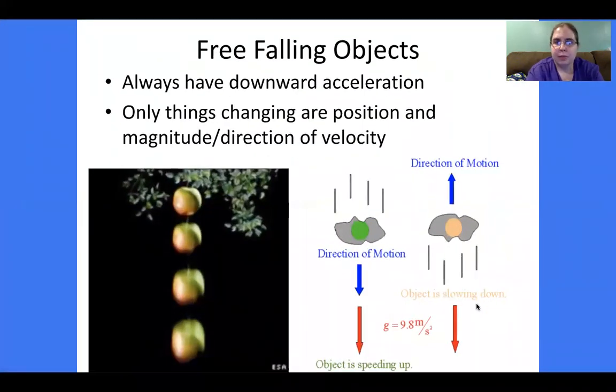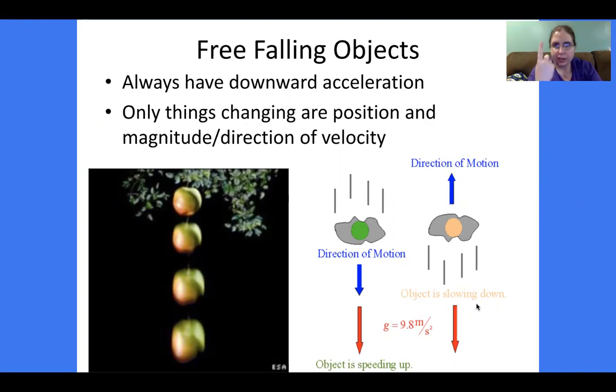So free falling objects always have a downward acceleration. Now remember, downward acceleration does not mean that it is less. It means that the acceleration is being pulled down. So in terms of gravity, as soon as this leaves my hand, gravity is going to start acting on it and pulling it down, which is going to cause the neck pillow to slow down. Even though I threw it up, it's going to start slowing down because it is a negative acceleration. It's pulling it down, opposite the direction of its motion.